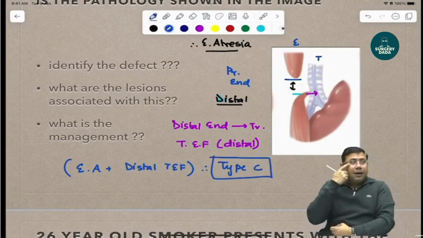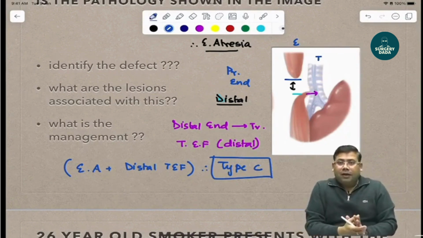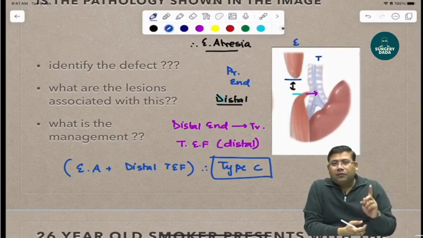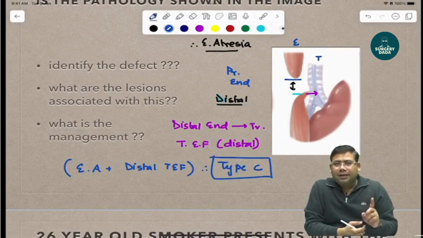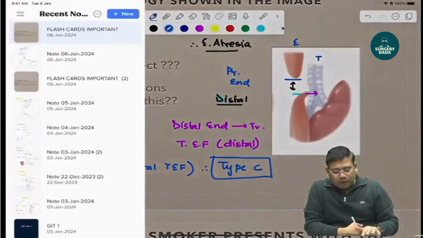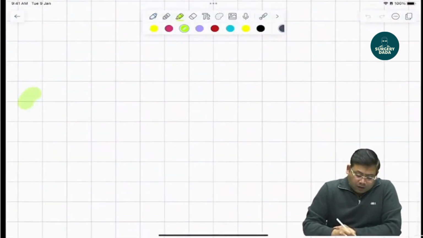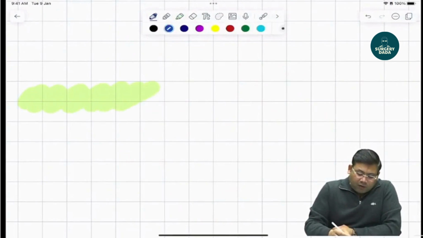So let us try to understand the other questions. Identify the defect. I have told you that this is a case of esophageal atresia with a distal TEF. What are the lesions associated with this? What is the management? Let us quickly understand about this also. This is very, very simple.